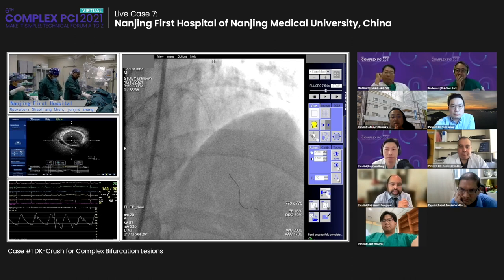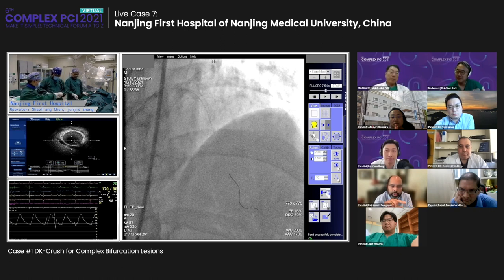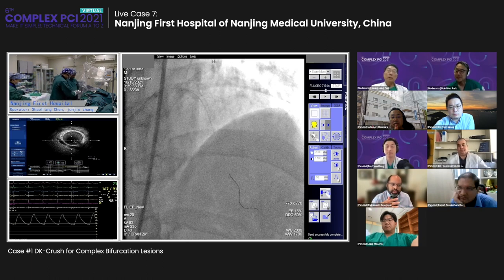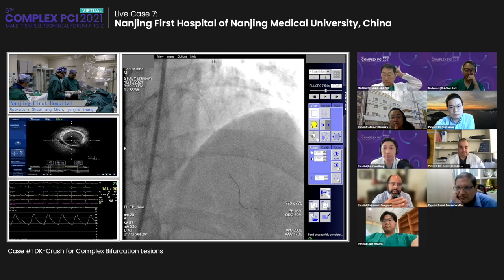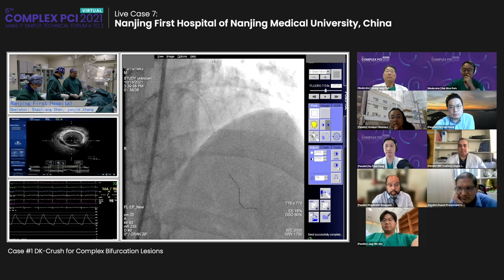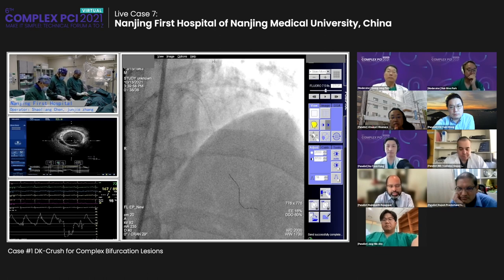Can I ask a question? Just going back a couple of steps. After the first kissing balloon inflation, we went back with an NC balloon across the bifurcation to dilate the mid-distal LAD, and after the first kissing balloon we had aligned the carina. Because we did an LAD NC dilatation, do we need to repeat the kissing balloon to realign the carina, or is it not necessary?